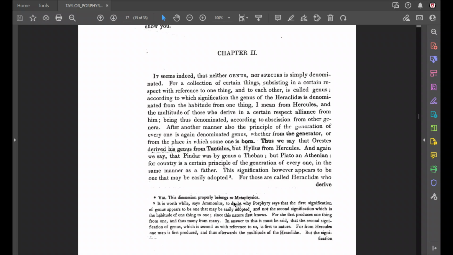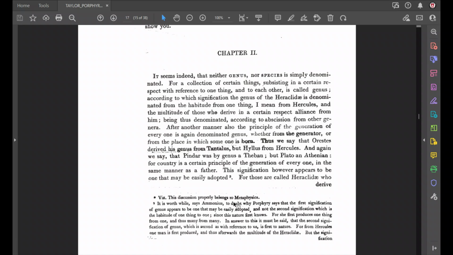He says they all are denominated from the habitude or relation from one thing. I mean, from Hercules. And the multitude of those who derive, in a certain respect, alliance from him. All those who have this relationship to Hercules are all members of one class or genus, one collection, one multitude. And that multitude of things, that collection of things that has a relation all to one thing, is called a genus. That's the first way genus is used. But what Porphyry says is that is not what Aristotle means when he uses the word genus in the Categories.